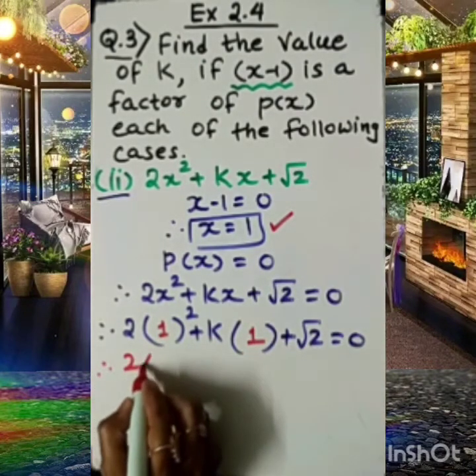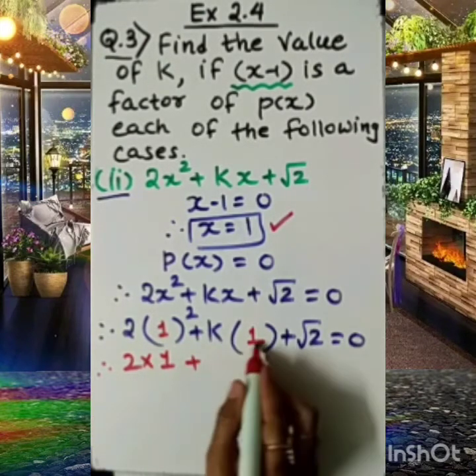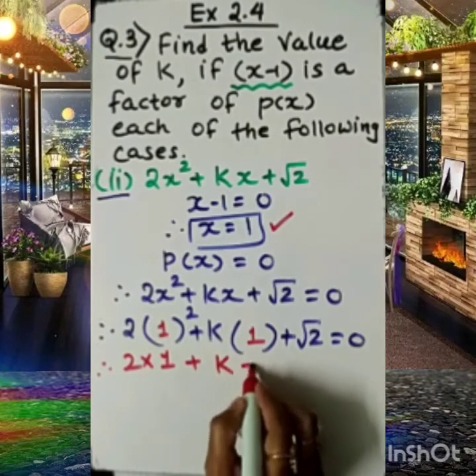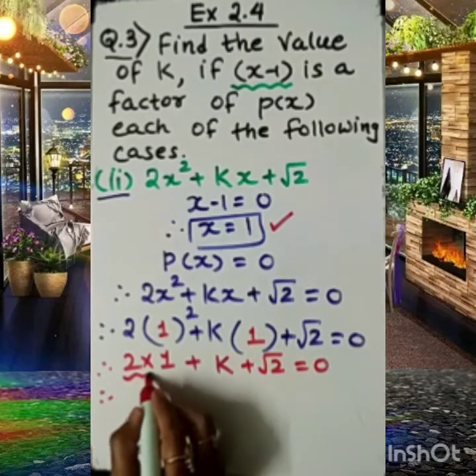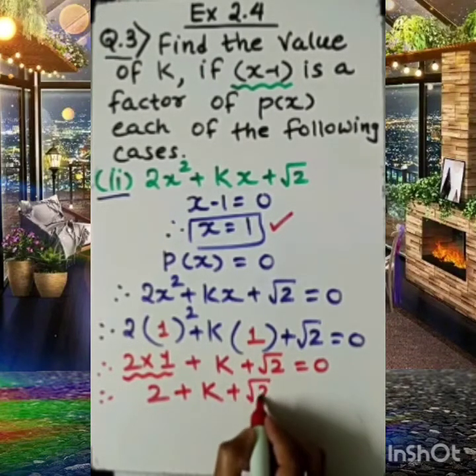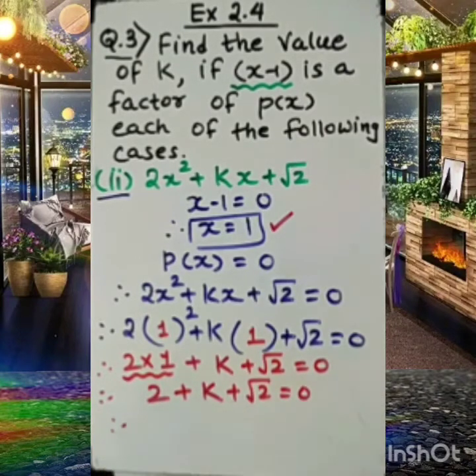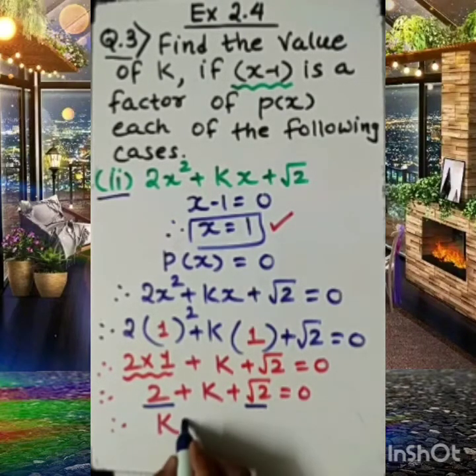Here it is 2 into 1 square, which is 1, we know. Plus k into 1, k only. Plus root 2 equal to 0. Therefore, now 2 into 1 we know is 2 only. So this is equal to 0. Now I want to have the value of k. So if I want to make k the subject, the rest of the two numbers I have to bring to this side of the equals.